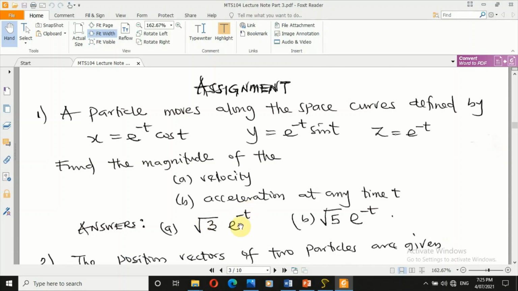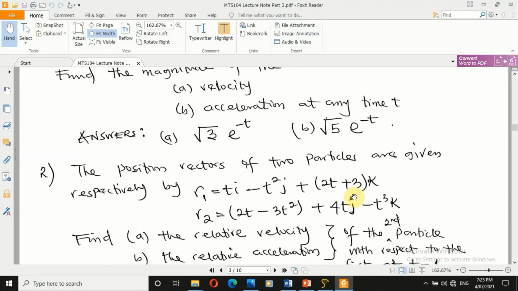Then you find the square root, then you find this to be your answer. You are also asked to find the magnitude of the acceleration. You do it like that, so you get it. So let's look at this assignment number 2 again.